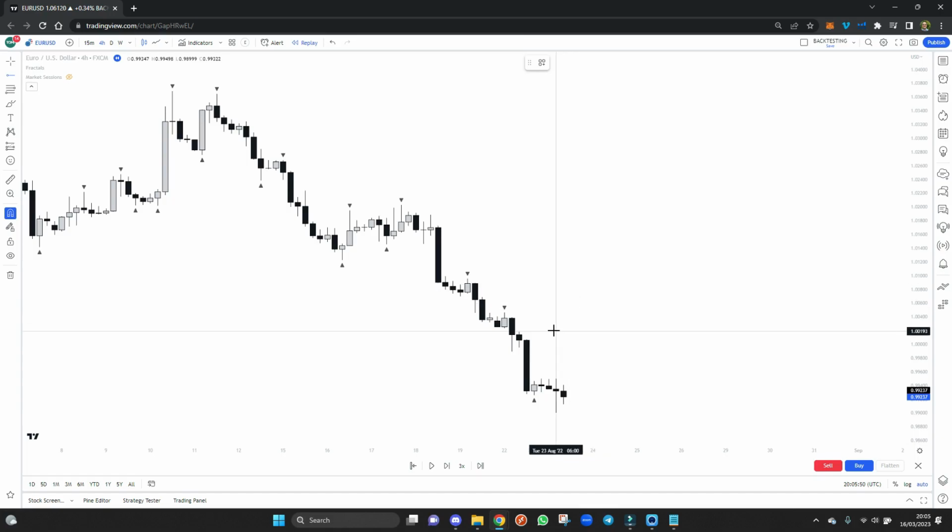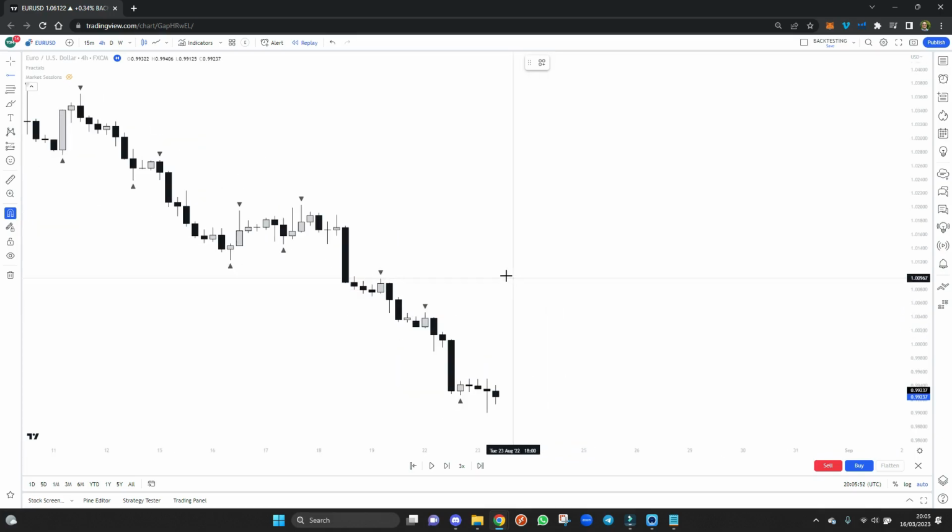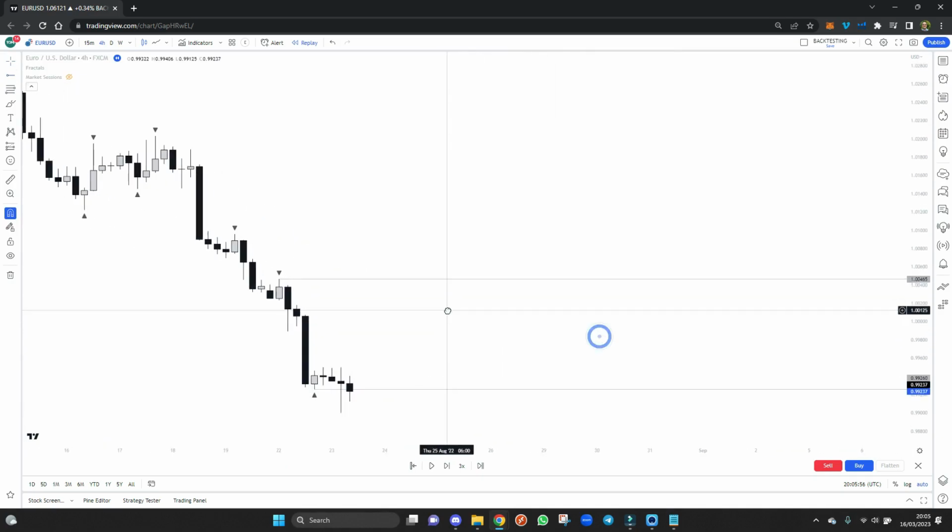So, looking at the 4-hour chart, this is going to give us the directional bias. Let's mark on our most recent fractals. You can see this is our fractal swing high. This is our fractal swing low.